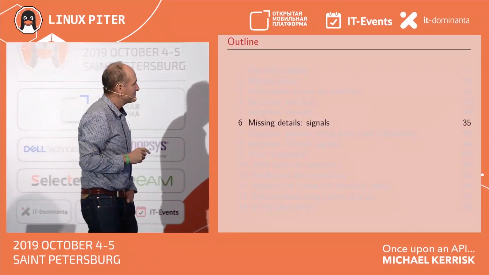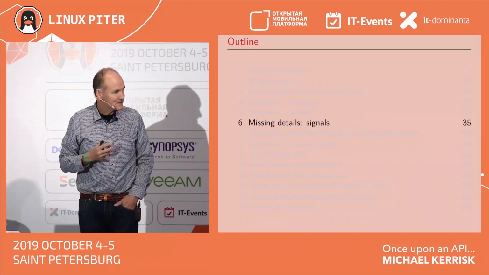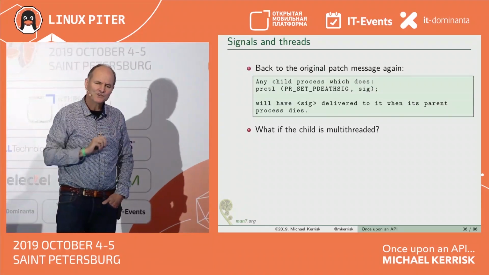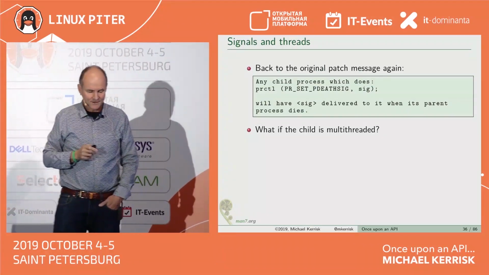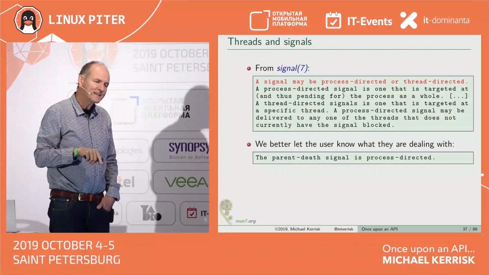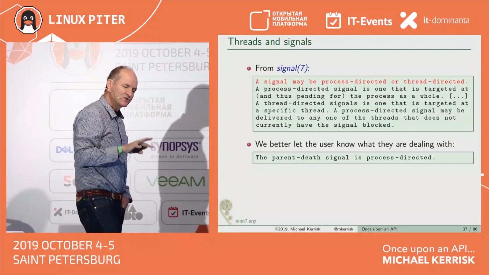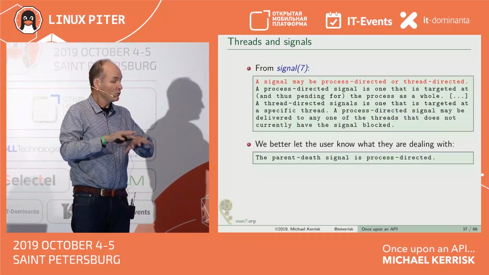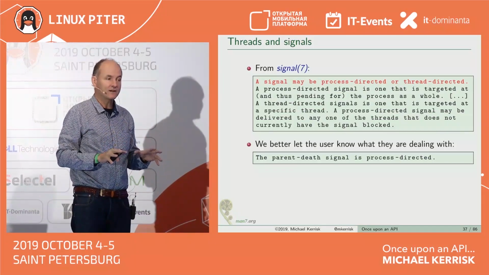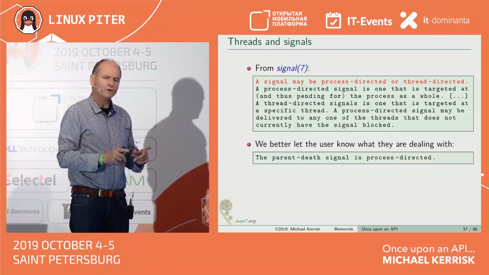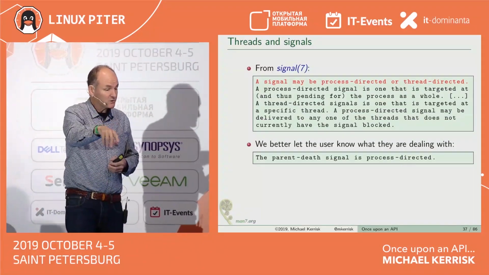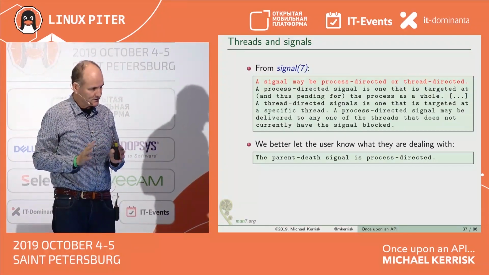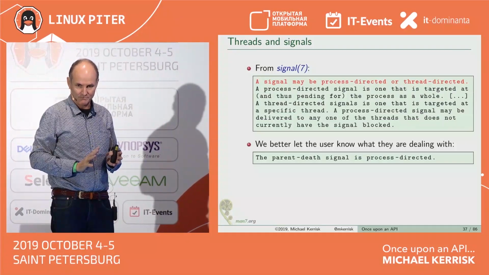Okay, what about some other missing pieces here? Back to that original patch message, what if the child process is multi-threaded? When it comes to sending signals to a multi-threaded process, there's two possibilities. The signal might be process-directed. That means the signal will be delivered to an arbitrary thread in the multi-threaded process, or it might be thread-directed. In other words, it's targeted at a specific thread in the multi-threaded process. These are two possible different modes of how signals are dealt with for multi-threaded processes.